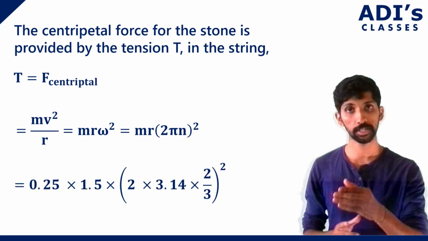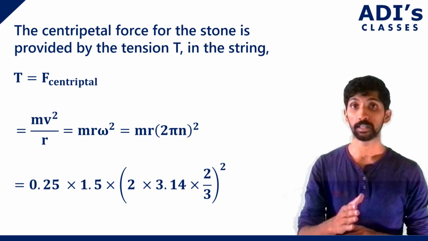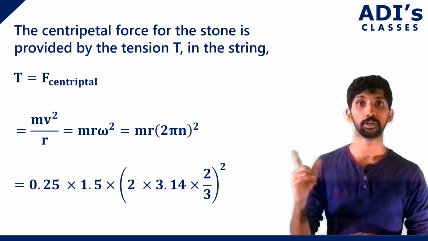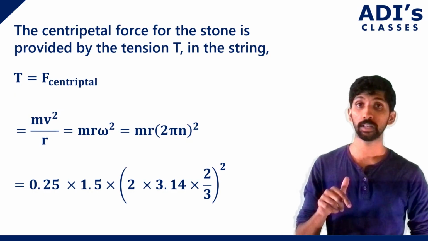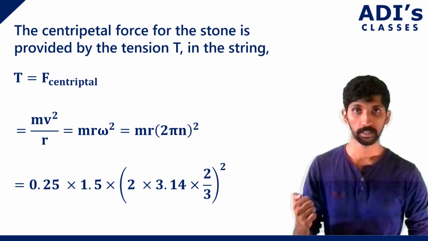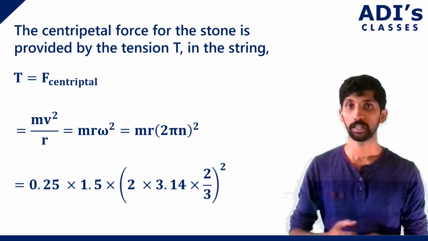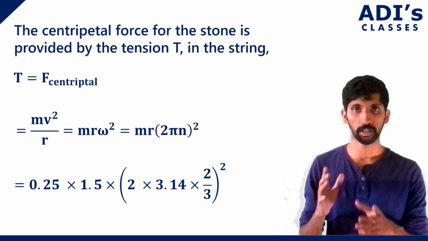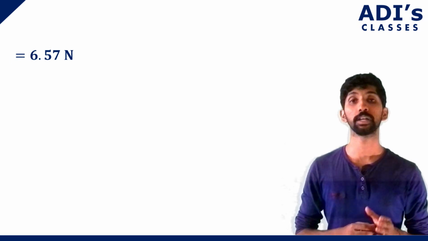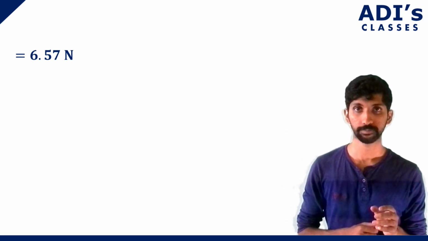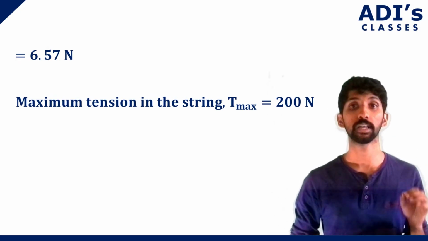So substitute the values. M is 0.25, R is 1.5, and then 2 into pi, 3.14, into n, whose value we calculated as 2 by 3. So m r (2 pi into 2 by 3) whole square. Alright, so it's just calculation. Now if you calculate everything, you're going to get 6.57 Newton.